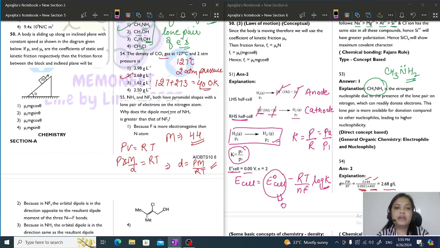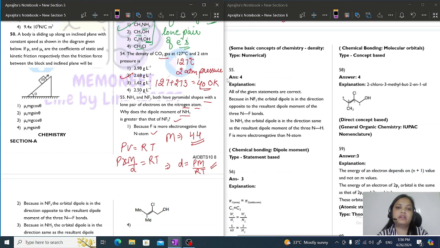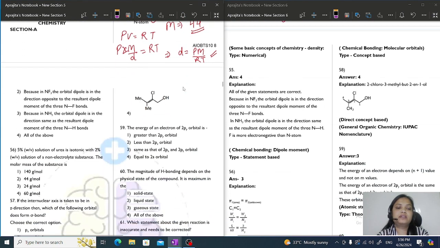Now the 55th question: NH3 and NF3 both have pyramidal shapes with a lone pair of electrons on the nitrogen atom. Then why is the dipole moment of ammonia, that is NH3, greater than NF3? We know fluorine is more electronegative than nitrogen, so according to that NF3 must have a higher dipole moment, because dipole moment is the product of magnitude of charge and the distance between the positive and the negative charge. Now let's see the other statements.